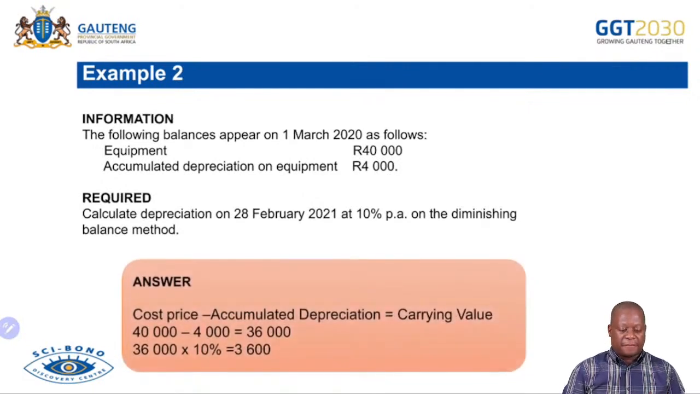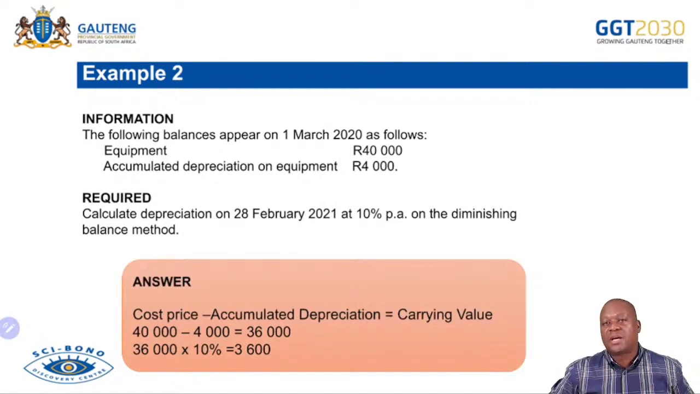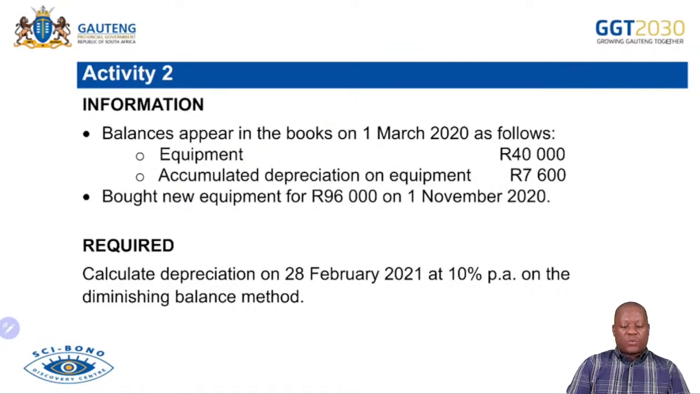So let's check here. 40 minus 4, that's 36,000. After that now, we have got something to use to calculate our depreciation. We say 36,000 now times 10% for 1 year, which is 12 over 12. And we are getting a depreciation value of 3,600.